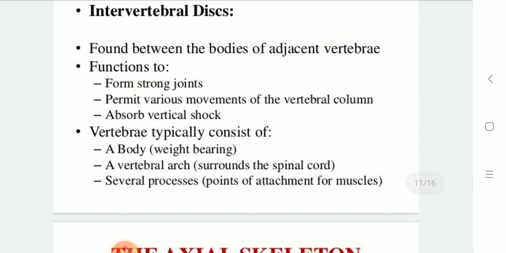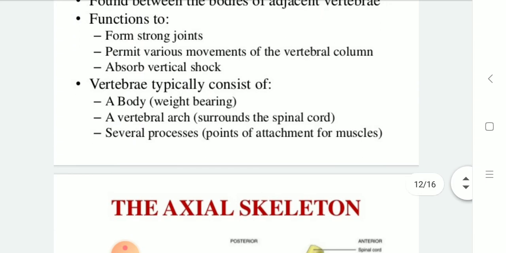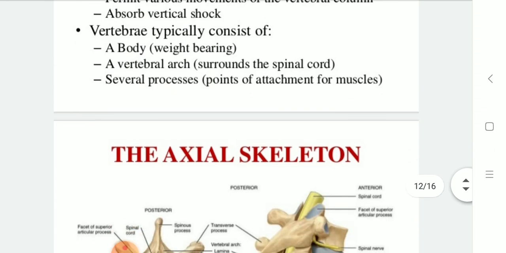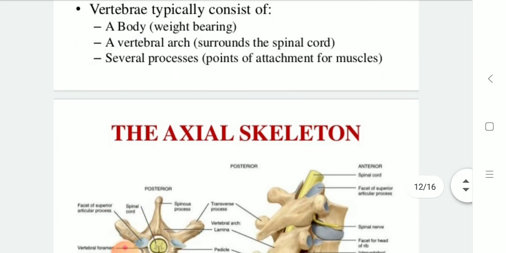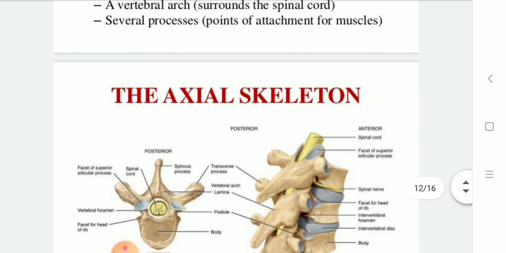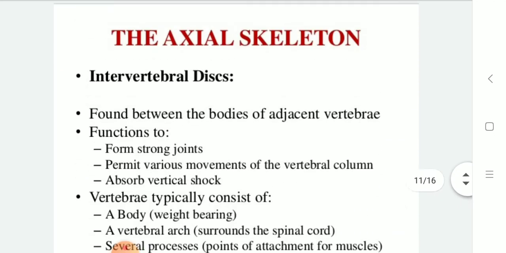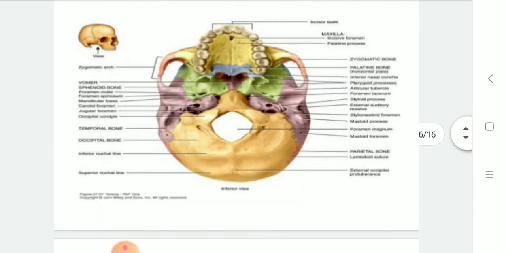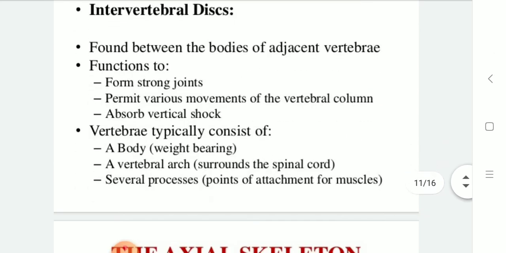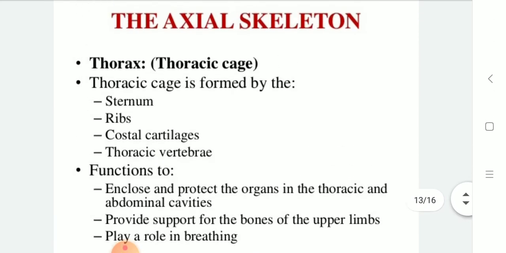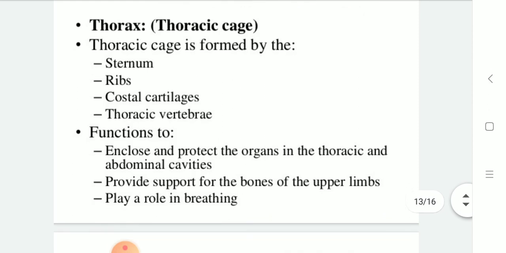Intervertebral discs are found between the bodies of adjacent vertebrae. They form strong joints, permit various movements of the vertebral column, and absorb vertical shock. A vertebra typically consists of a body, which is weight-bearing, a vertebral arch, which surrounds the spinal cord, and several processes, which are points of attachment for muscle. This is the diagram of the intervertebral disc.